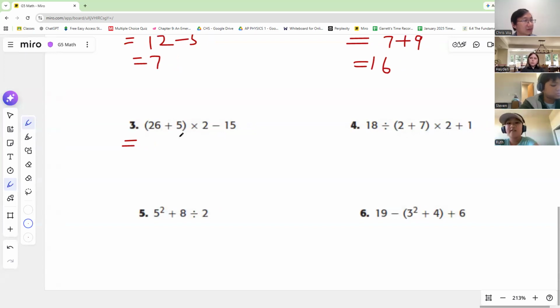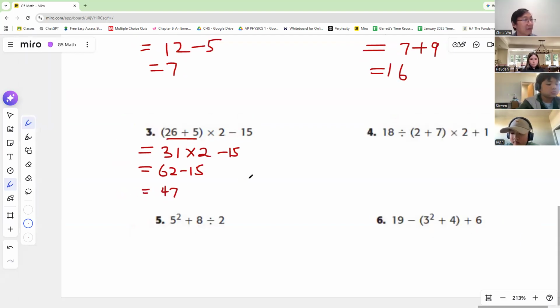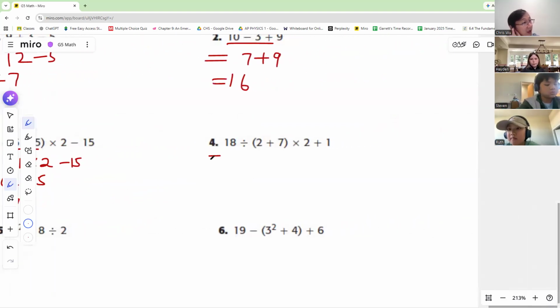I got 47. Okay, good. So this one we do the parentheses first, so we're going to get 31, and then do the multiplication and then the subtraction. So multiplication will give me 62 minus 15, which will give me 47. Okay, good. Next one, Hayden.